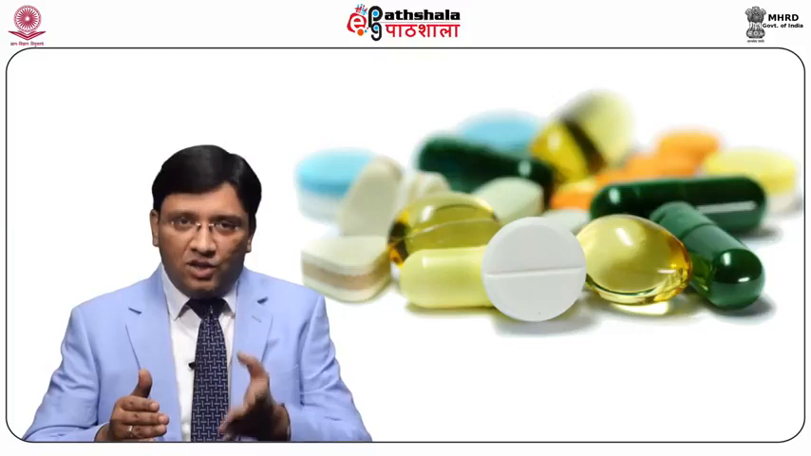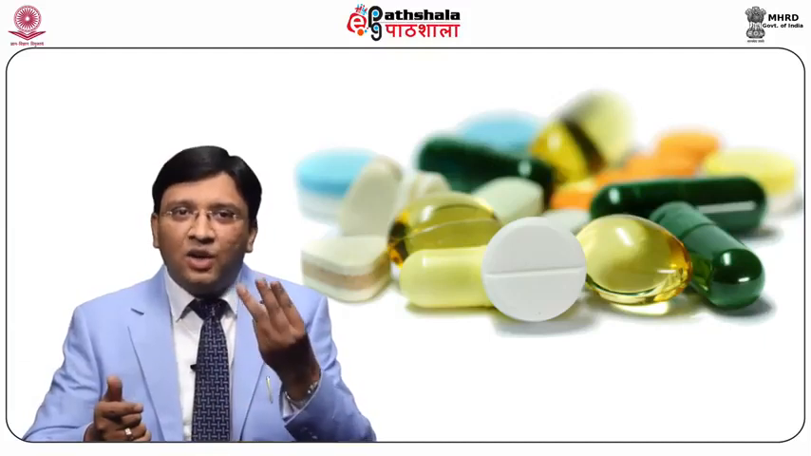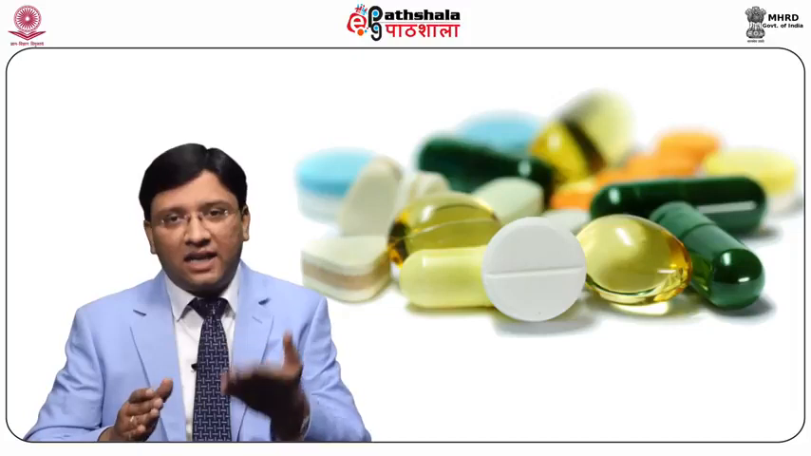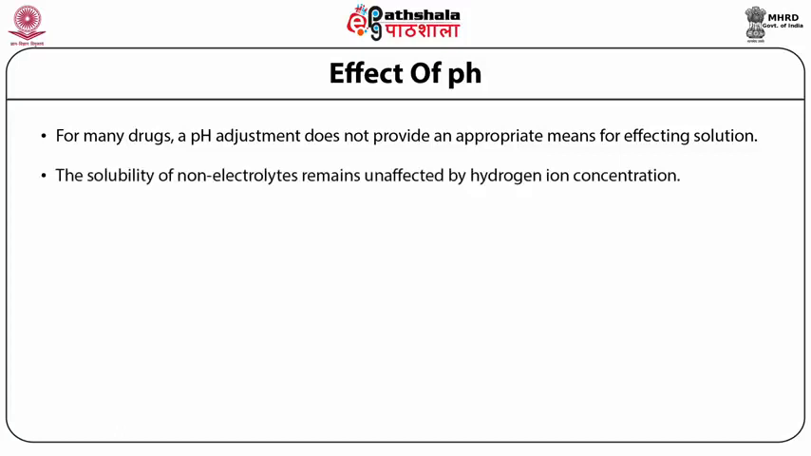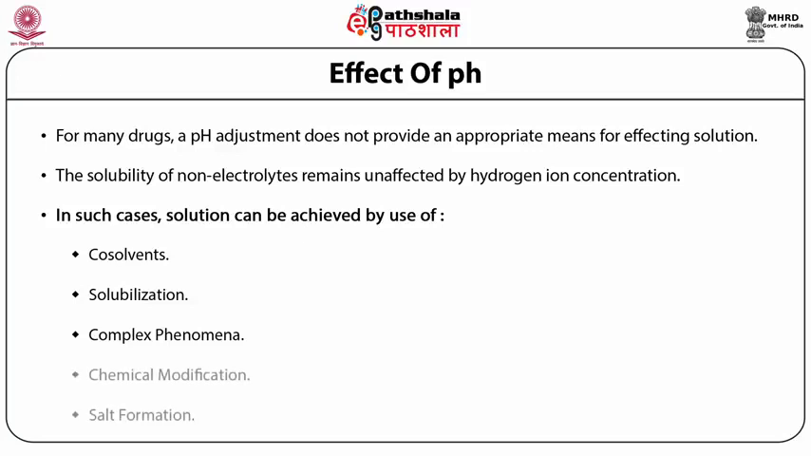The first one is adequate buffering capacity in the desired range. The second one is biological safety for intended use. Third, no deleterious effect on stability of the final product. And fourth, it should permit acceptable flavoring and coloring of the product. For many drugs, a pH adjustment does not provide an appropriate means for affecting solution. The solubility of non-electrolytes will, for all practical purposes, be unaffected by hydrogen ion concentration. In these cases, if solution is to be achieved, it must be done by the use of co-solvents, solubilization techniques, complexation phenomena, or in special circumstances by chemical modification of the drug to a more soluble derivative.